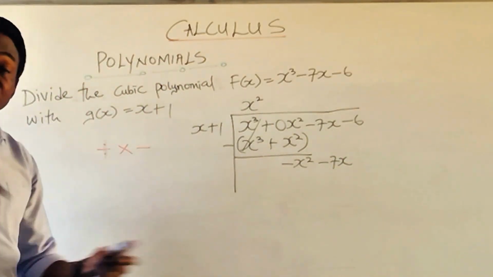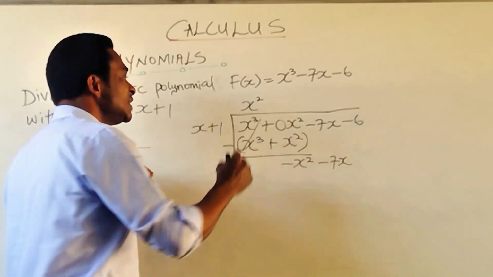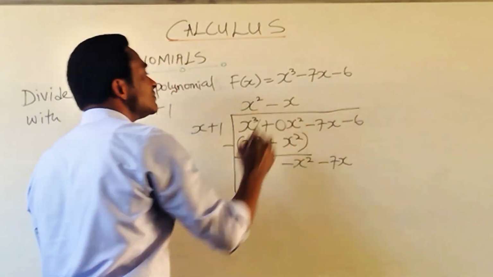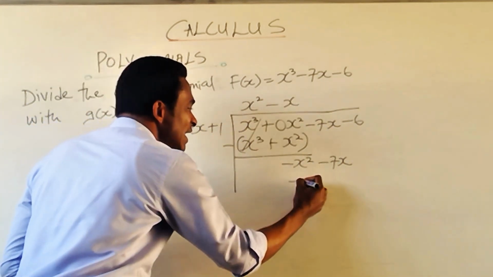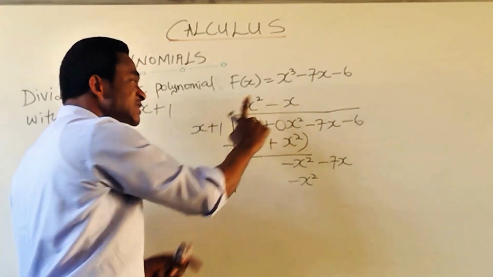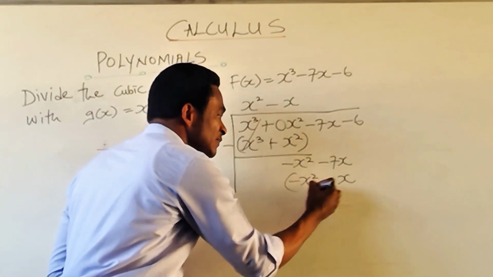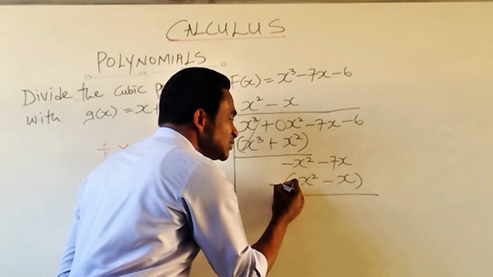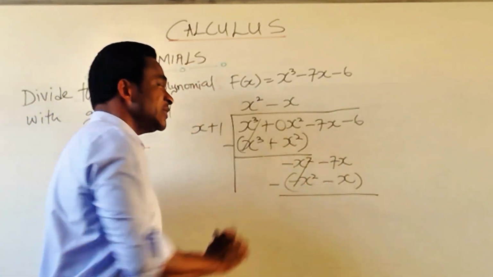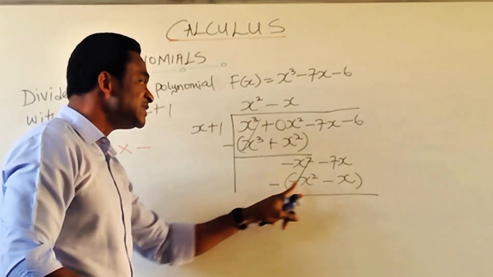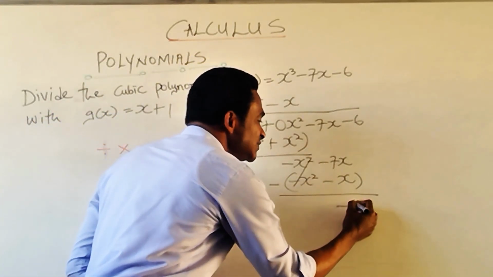Let's go through this process again. We repeat the process again. X into negative x squared is negative x. Now we multiply. Negative x times x is negative x squared. Negative x times 1 is negative x. We subtract again. Negative x minus negative is positive. It cancels out. Negative 7 minus negative, this is negative 7 plus x. That gives us negative 6x.